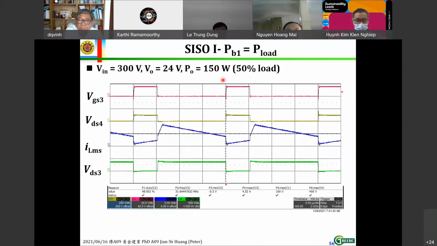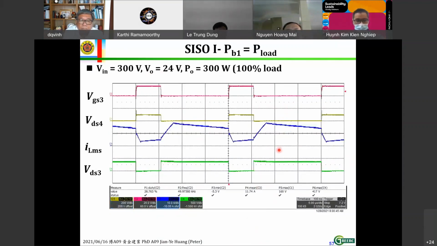This figure shows the waveform of CISO1 mode when Vin equals 300 volt and VO is 24 volt at 50% load. And this is the waveform of the CISO1 full-load conditions when Vin equals 300 volt and VO is 24 volt.